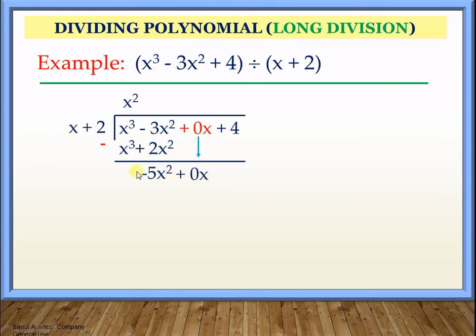And continue dividing. So negative 5x squared divided by x will give us negative 5x. When we put something here, we return it back. So we have here negative 5x times x, negative 5x times 2. So we have negative 5x times x is negative 5x squared. Negative 5x times positive 2 is negative 10x. Subtract, we have here, it's cancelled already. So 0 minus negative 10 will give us positive 10x.